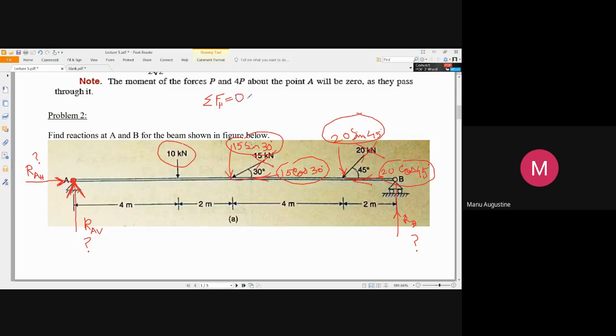So what I want you to do is, I want you to find the value of RAH by applying this tenet of equilibrium. Do it quickly, please. All of you, please try it out. Apply this particular equation of equilibrium on this problem and try to find out the value of RAH.